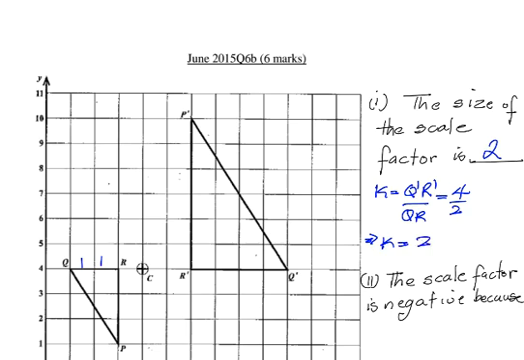All right? So that is how we would have gotten that K is equal to 2. That's one way of finding K. K, the scale factor, is equal to the length of one side on the image divided by the length of the corresponding side on the object.